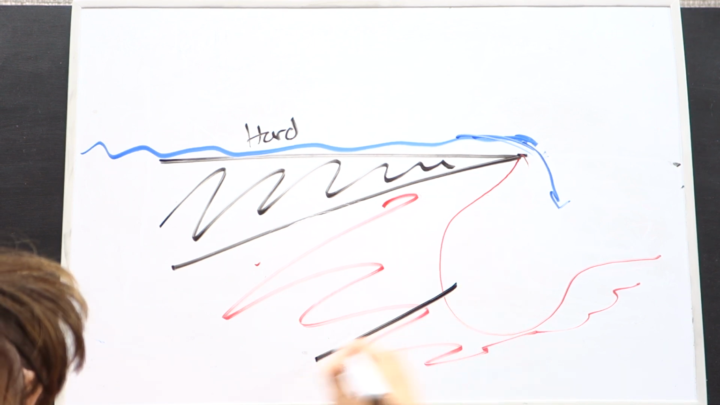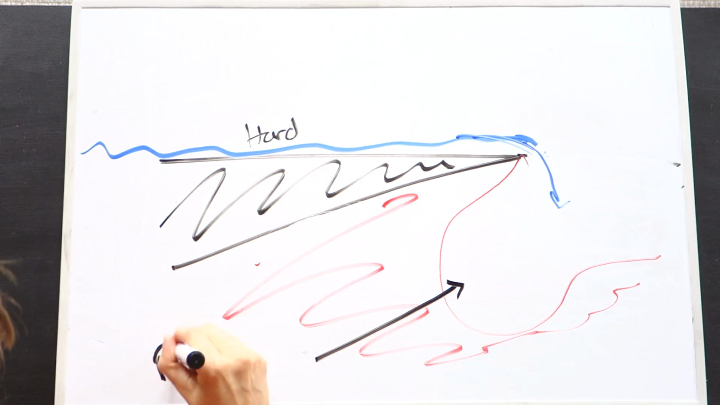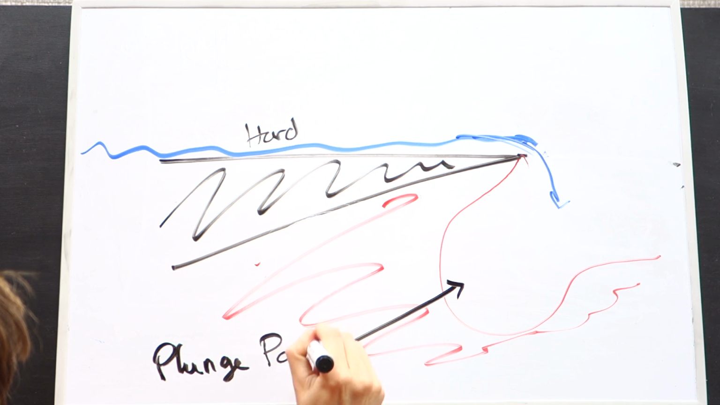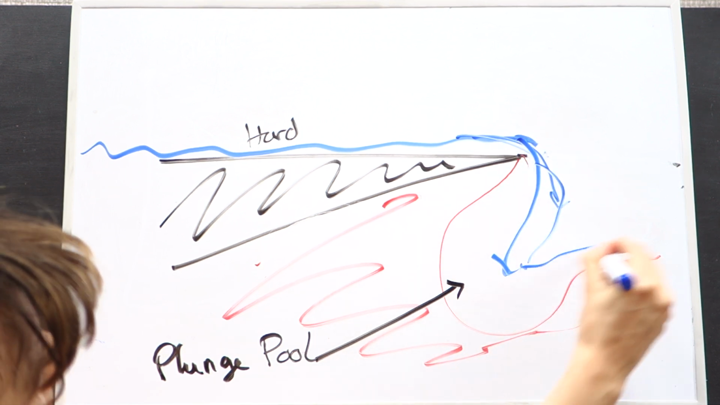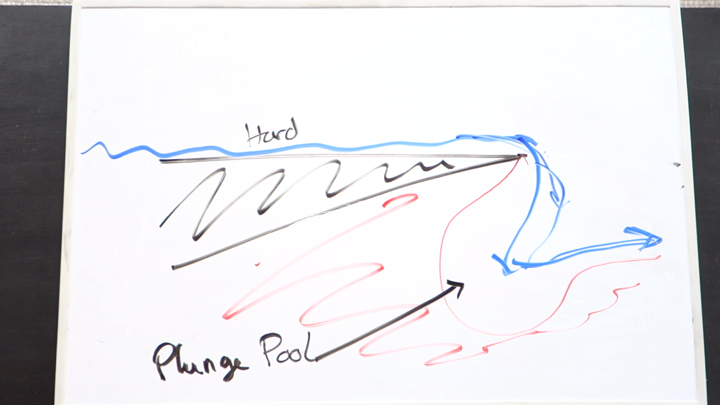Here, at the bottom of the waterfall, is the plunge pool. And the river, it's still flowing over the waterfall. It flows into the plunge pool, and then it flows away from the waterfall. Over time, this plunge pool is going to get bigger.